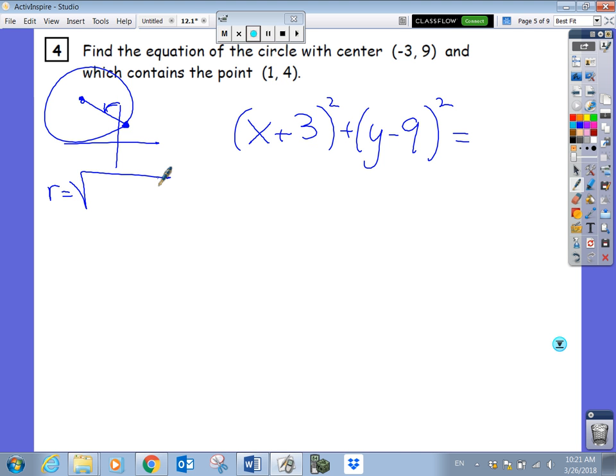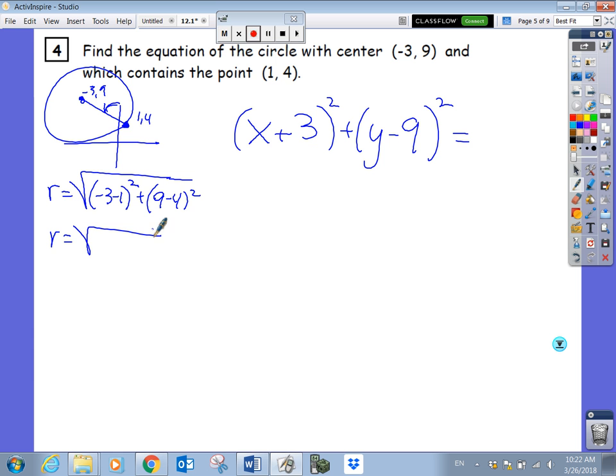Doesn't matter which one you pick first. Here's negative 3, 9. Here's 1, 4. Just pick one of them to be your x1 and y1. Pick one of the points to be your x2, y2. It doesn't matter. So I'm going to say negative 3 minus 1 squared plus 9 minus 4 squared. Or you could have said 1 minus negative 3, 4 minus 9. Either way would have worked.